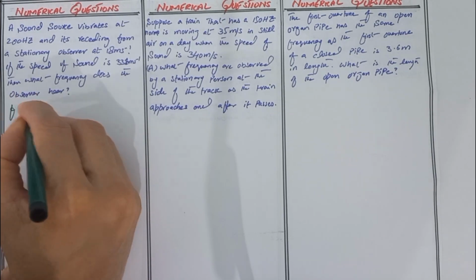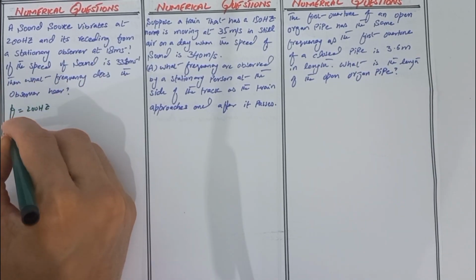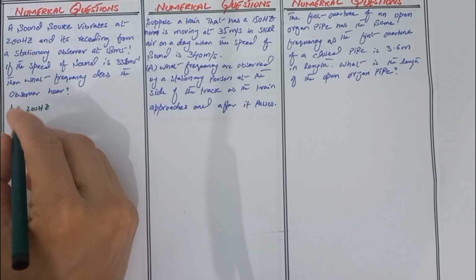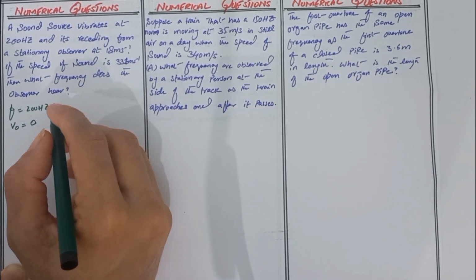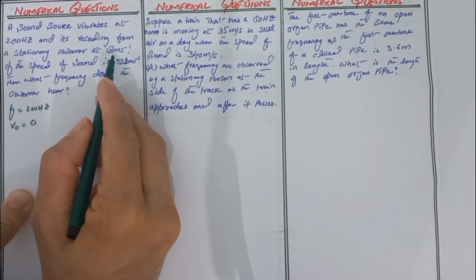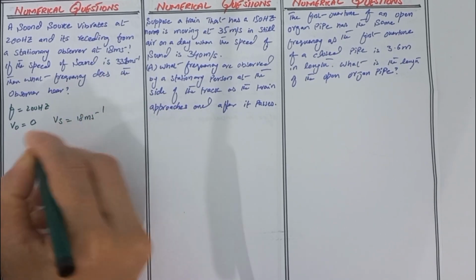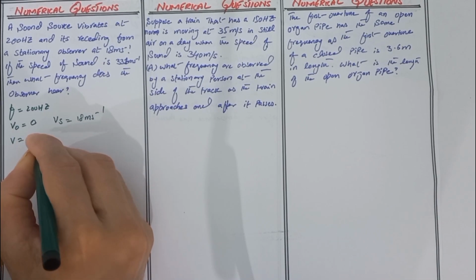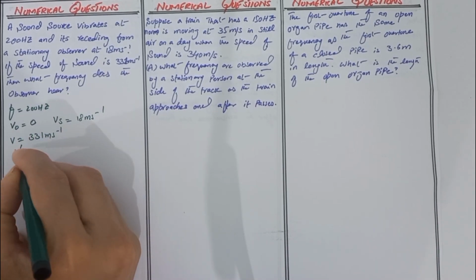The sound source's frequency is 200 hertz and it is receding from a stationary observer at 18 meters per second. Stationary observer, so V naught is equal to 0, and the velocity of the source is 18 meters per second. The speed of sound is 331 meters per second. Now we find what frequency the observer hears.